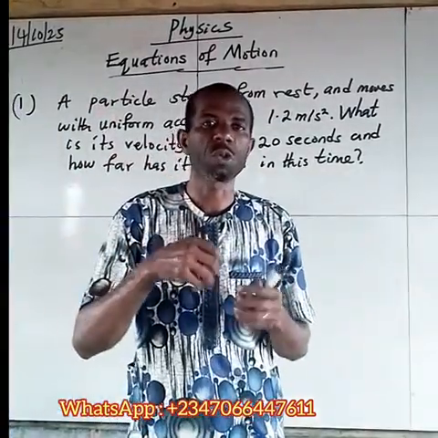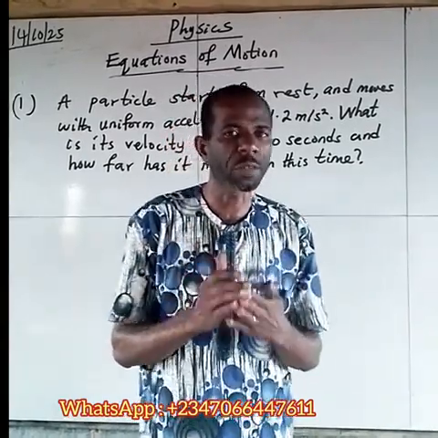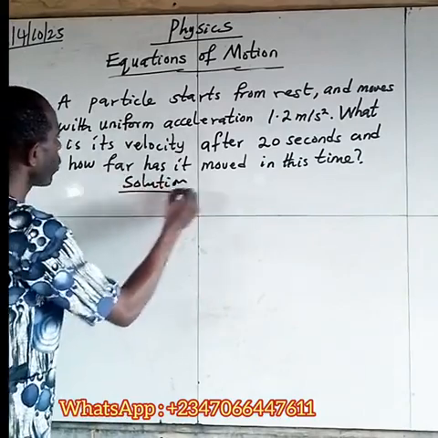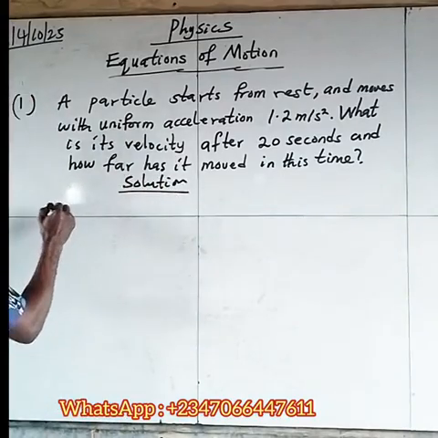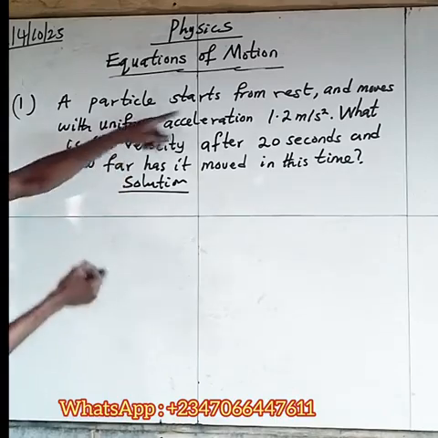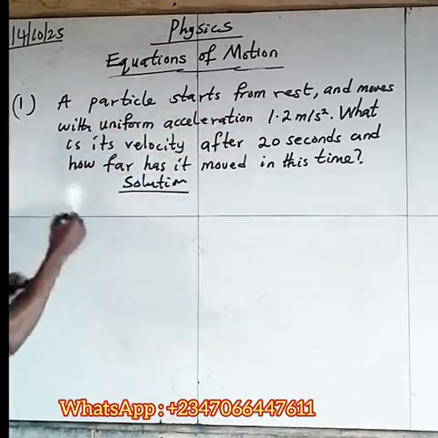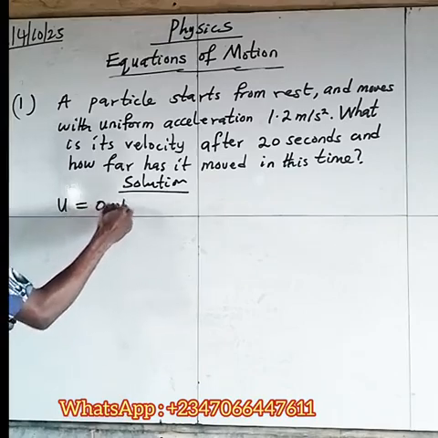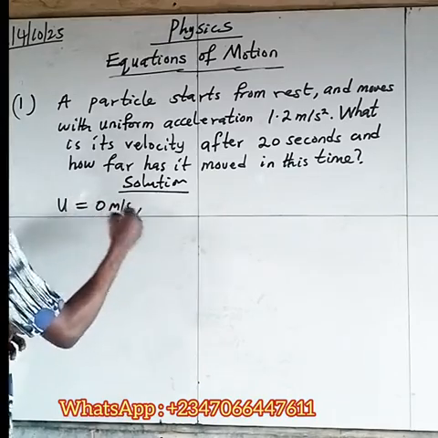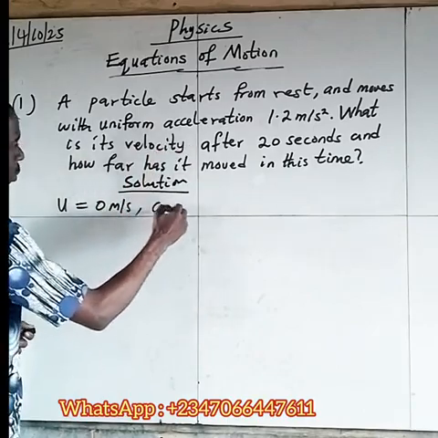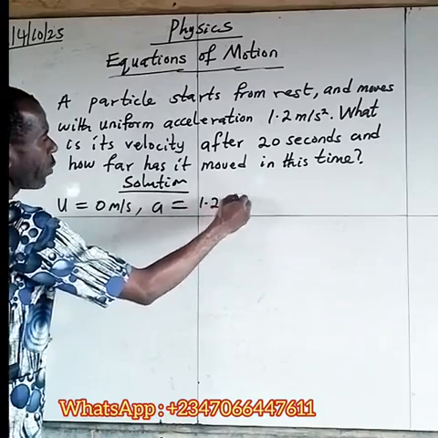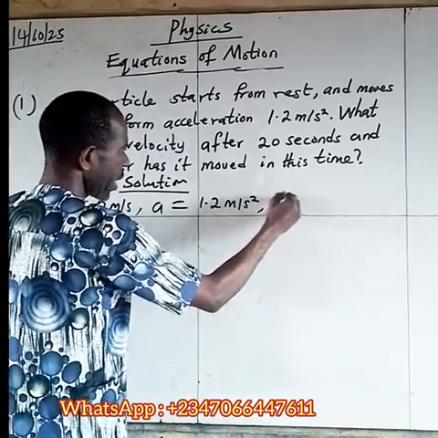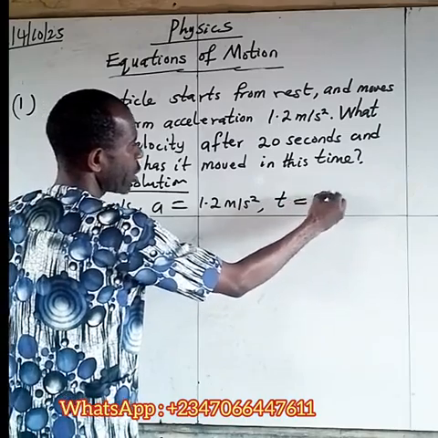For us to calculate this, we need to state the given quantities, the given parameters. We have to put them in their SI units. So let's look at what we are given from the question. If the particle starts from rest, it means the initial velocity u is equal to 0. That is the first information we have there. Then the next one, final velocity, is what we're actually looking for. Now let us look at the acceleration. Acceleration is 1.2 meters per second squared. Then the time, t, is 20 seconds.